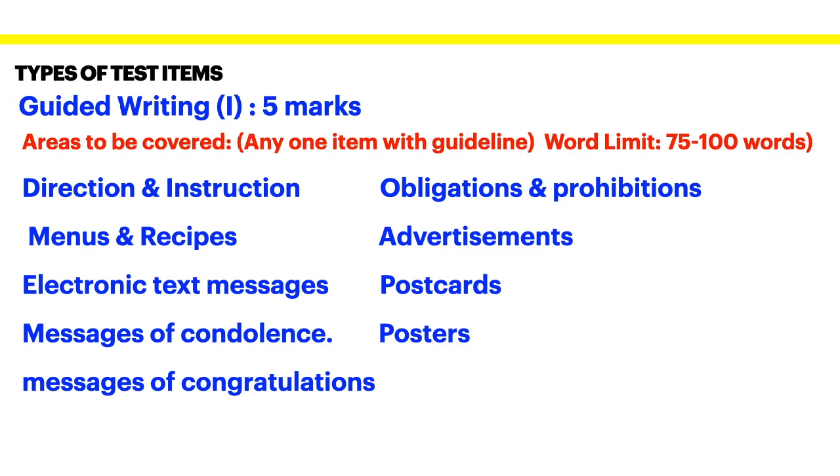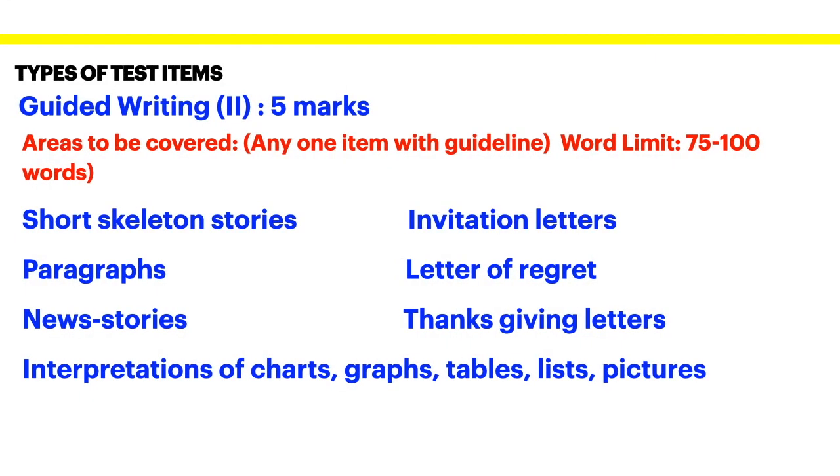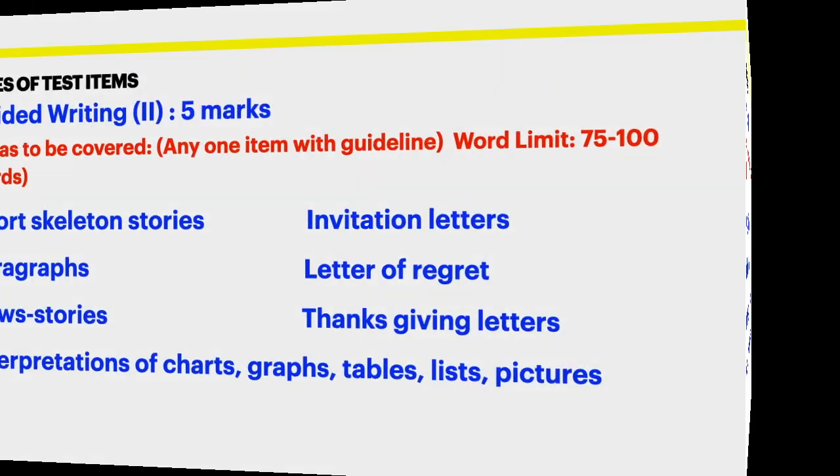The second type of guided writing covers short escalated stories, paragraphs, news stories, invitation letters, letters of regret, Thanksgiving letters, and interpretation of charts, graphs, tables, lists, and pictures. Here also you have to limit your answer to 75 to 100 words, and only one question will be asked from these areas.